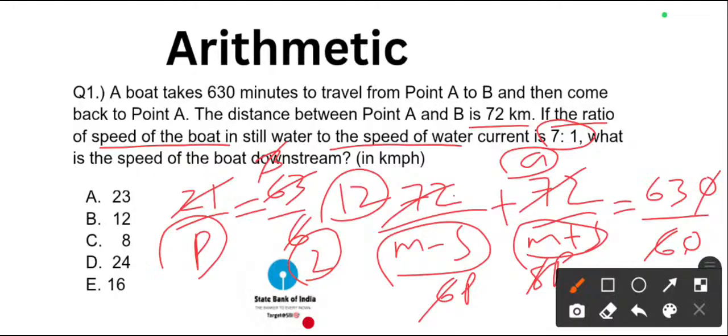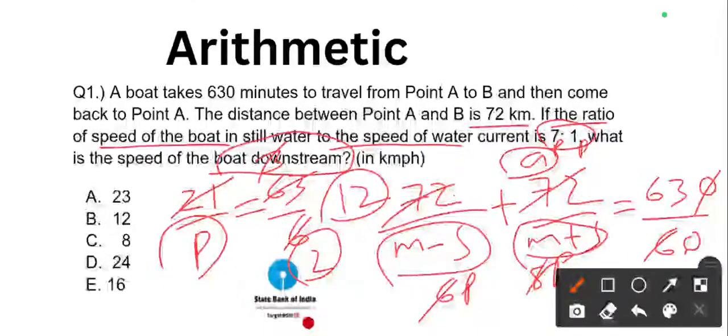So P is nothing but 7P and 1P. Now the question asked is, what is the speed of the boat in downstream? Downstream means M plus S. So we need to find the value of M plus S, which is a total of 8 parts. 8 parts value will be 8 into 2, which will be 16. So option E is our answer.